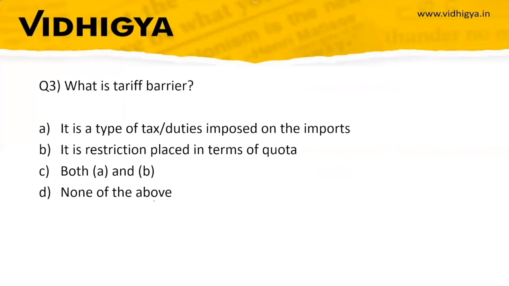Question number 3, what is a tariff barrier? Option A, it is a type of tax or duty imposed on imports. Option B, it is a restriction placed in terms of quota. Option C, both A and B. Option D, none of the above. The correct answer is answer A. We have discussed tariff barriers. A tax is imposed to reduce the imports.